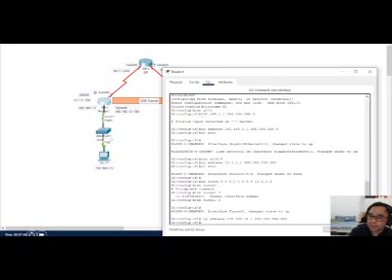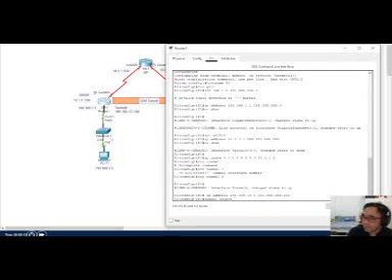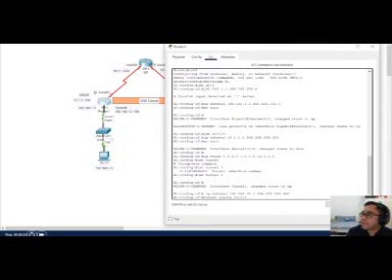Okay. Then we set the tunnel source. So the tunnel source is this one. This is the one that will provide the tunnel connection to the ISP. So we put S0/0/0, because we will connect to the tunnel through here.